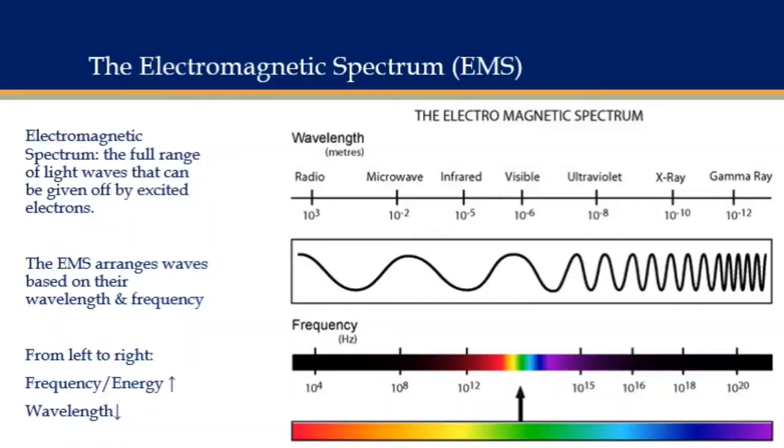So if you look at frequency right here, we're going from 10 to the 4 hertz, from 10,000 hertz, all the way up to 10 to the 20. And visible light is a very small portion, about this range right here.